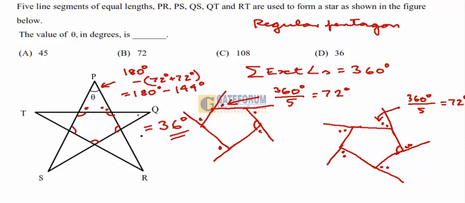And mind it, all these angles will be 36 degrees because all the sides are equal. So I will say the value of theta is 36 degrees. Hope this is understood.